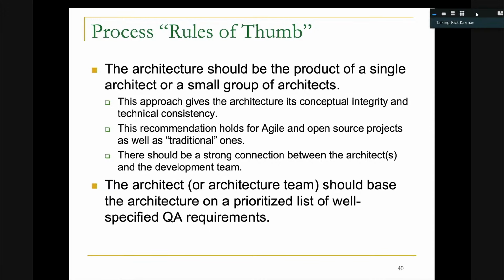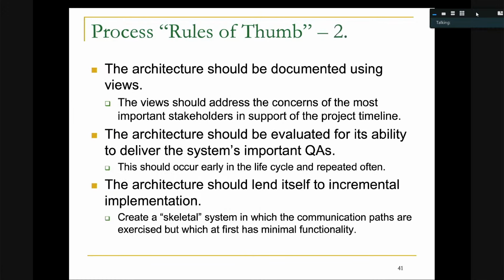You need to analyze the design for specific properties, which means that the architect or architecture team has to base their decisions on a prioritized list of quality attribute requirements. Is performance more important than modifiability? Is modifiability more important than performance? I might make different decisions, different trade-offs, based on those. So specifying the requirements is important. Understanding the relative priorities is just as important.